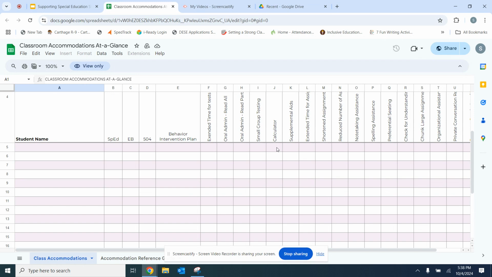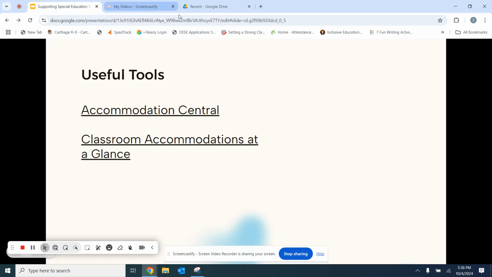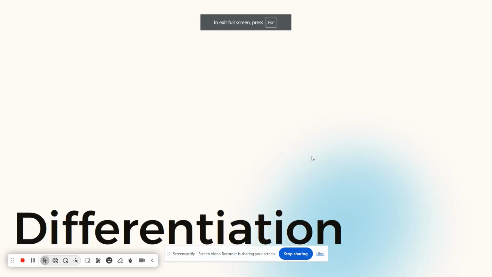These kids, and just make sure that you're always providing the accommodations that are written in the IEP. So that's another strategy that might help you to organize accommodations, which can be quite difficult when you've got several of them.